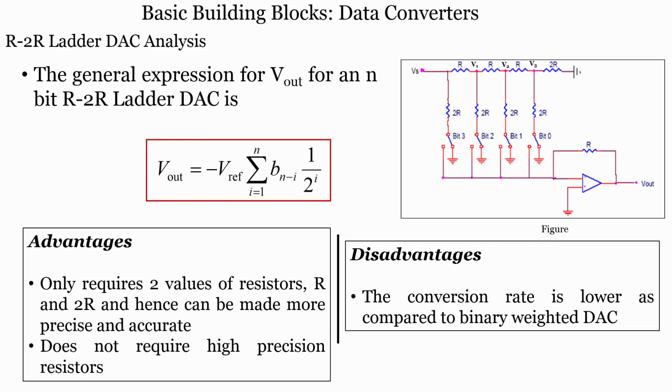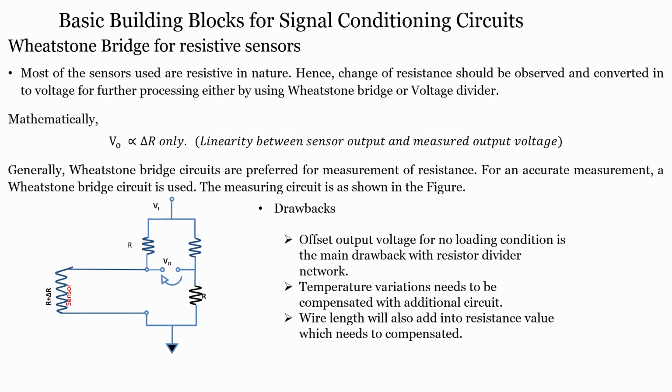The disadvantage of the R2R ladder is that the conversion rate is lower as compared to the binary weighted digital to analog converter. Okay. So, this is the disadvantage, I can say the only disadvantage.